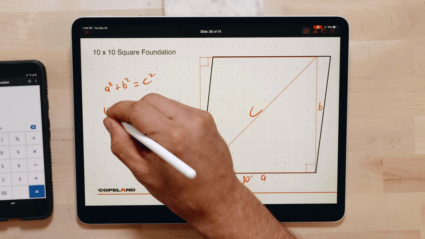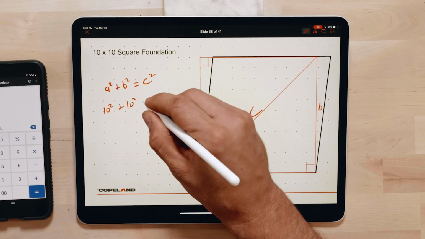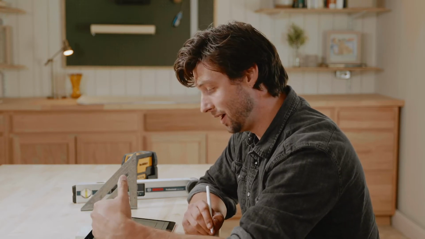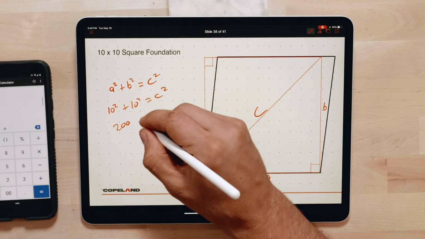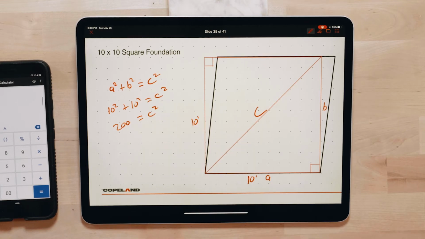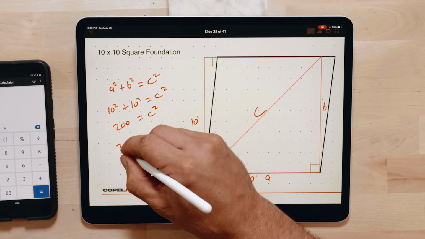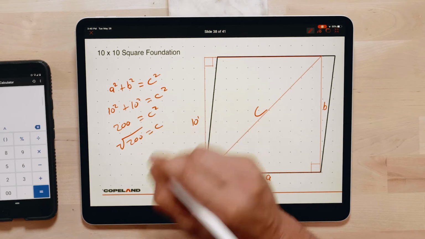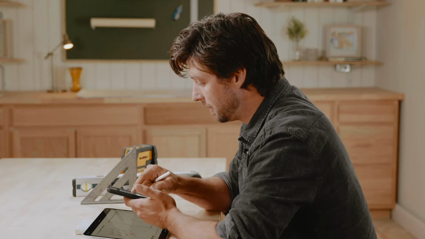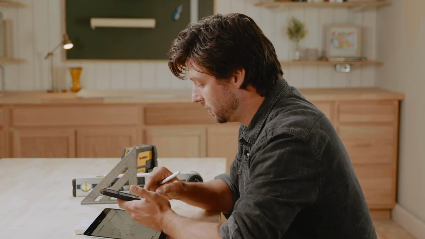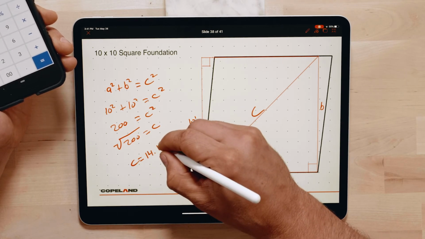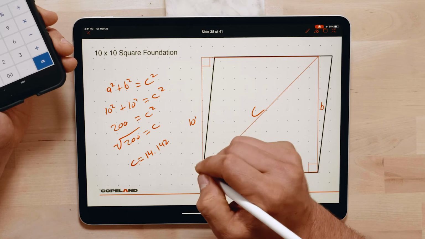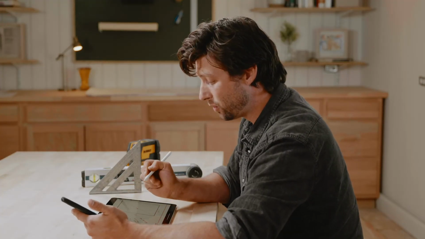So a squared is 10 squared plus b squared is 10 squared equals c squared. Remember, step number 1 is square your legs. Done. Step number 2, add those together. 10 squared is 100, 100 plus 100 is 200. It's equal to c squared. Step number 3, take the square root of your answer. Square root of 200. So I get my calculator and I take the square root of 200 and I get c is equal to 14.142. So our diagonal is 14.142 feet.